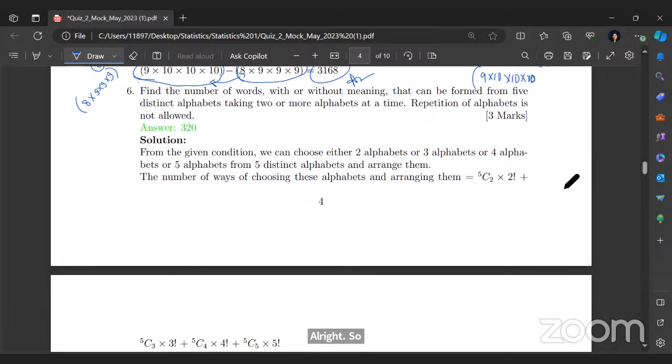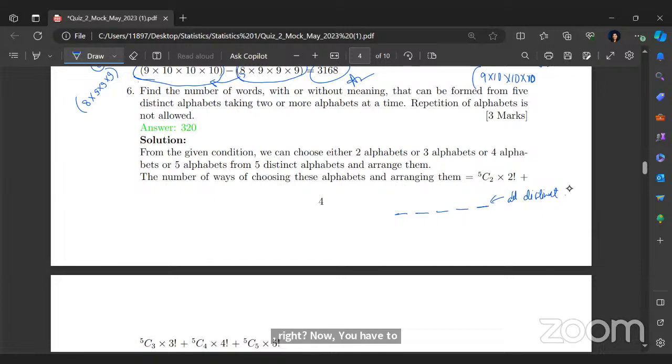So next is: find the number of words, with or without meaning, that can be formed from 5 distinct alphabets, taking 2 or more alphabets at a time. So you have 5 distinct alphabets. Let's say you have 1, 2, 3, 4, 5. All we are saying is all are distinct. All distinct alphabets. It can be anything. They're all distinct, right?